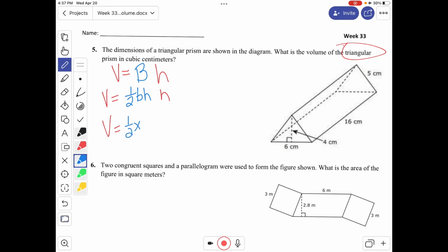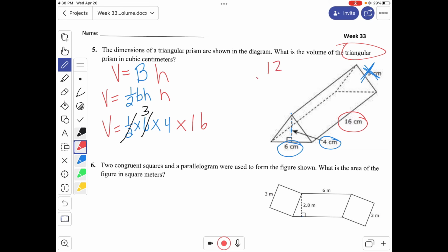1/2 times the measurements on the base. The base is the triangle, so 6, and this is pointing to the height. Remember, the height is at a right angle. And then the height of the prism is 16. We did not need this measurement. Okay, first look for a number that we could simplify. Half of 6 is 3. 3 times 4 is 12. Then multiply times 16.